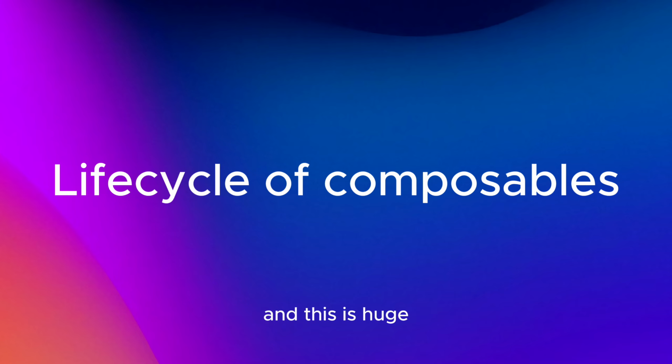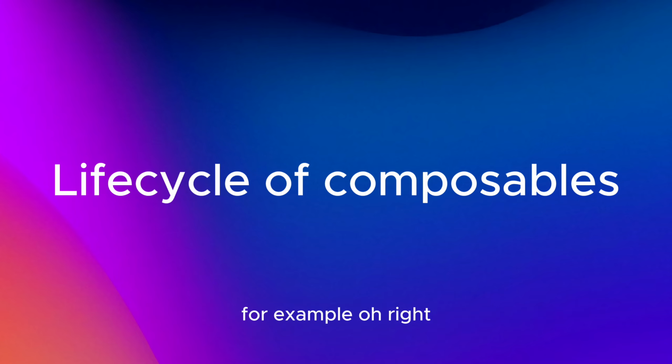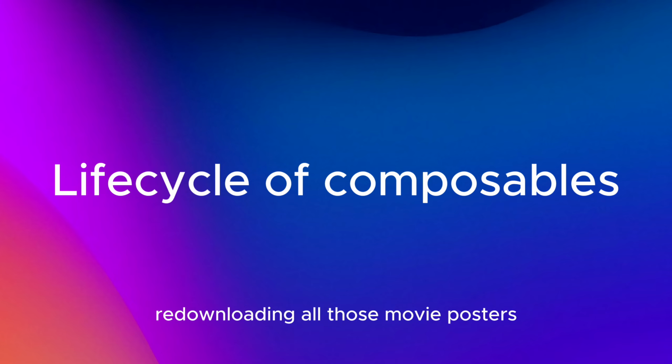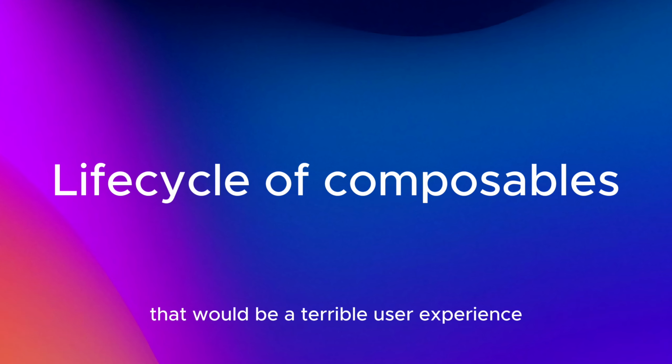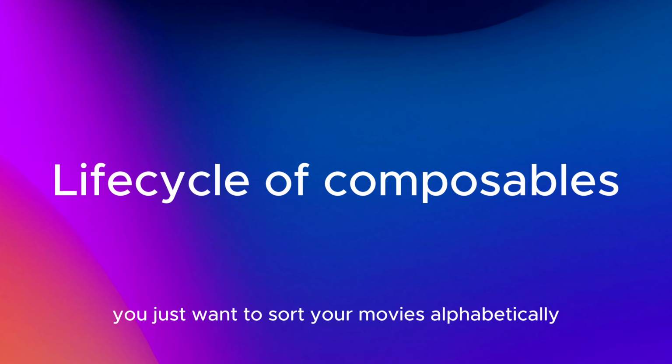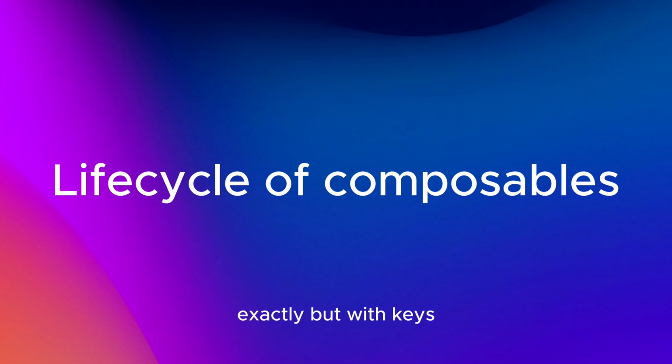Exactly. And this is huge, especially when you start thinking about side effects. Things like image loading, for example. Oh, right, because you don't want to be re-downloading all those movie posters every time the list changes, right? Exactly. Without keys, every reorder could potentially trigger this whole cascade of unnecessary image downloads. That would be a terrible user experience. Imagine you just want to sort your movies alphabetically, and suddenly you're stuck waiting for all those posters to reload. Exactly. But with keys, Compose can be smart about it.